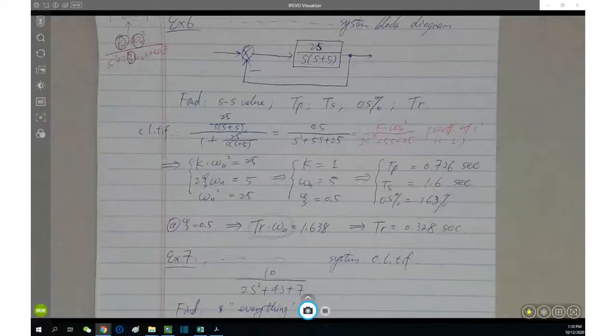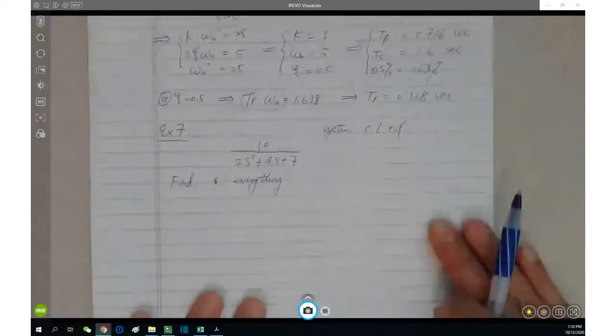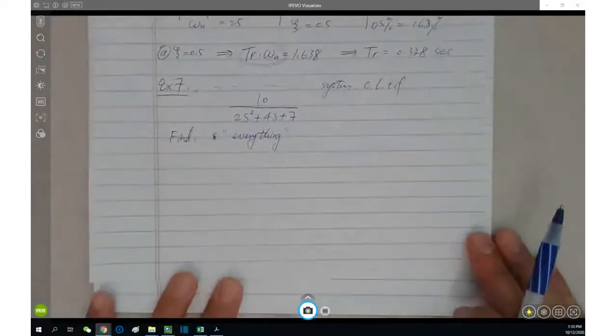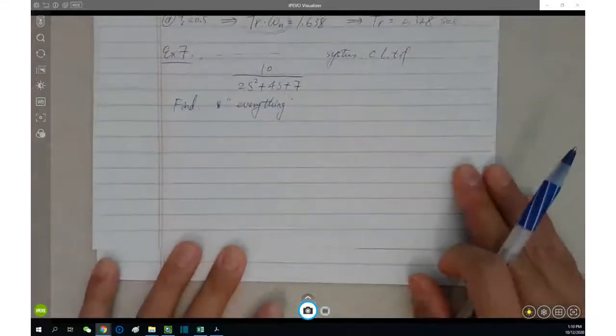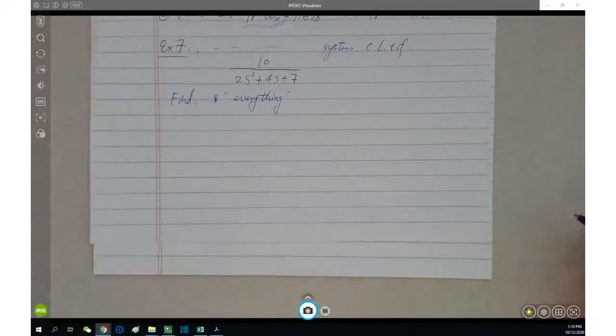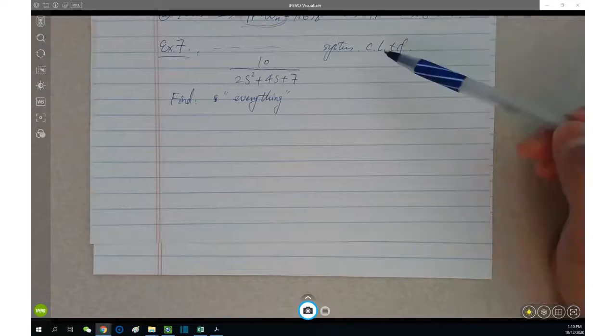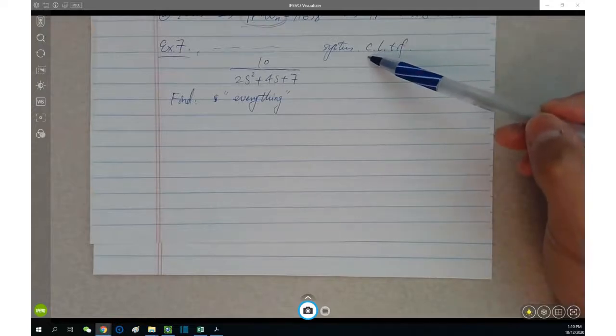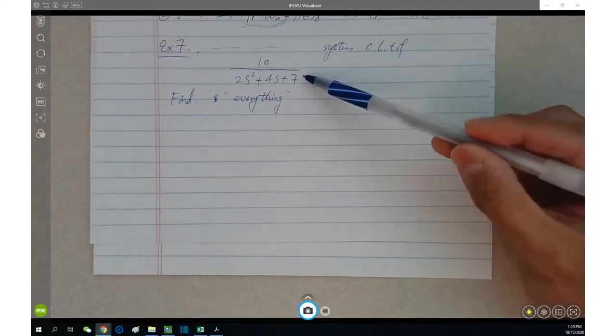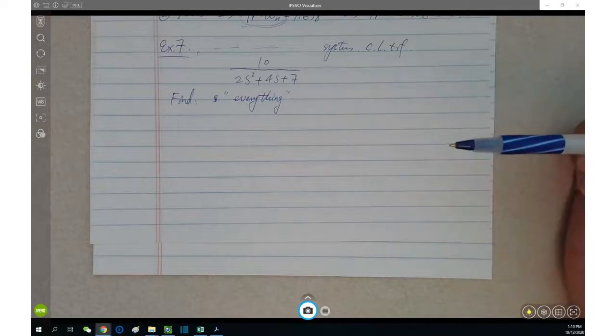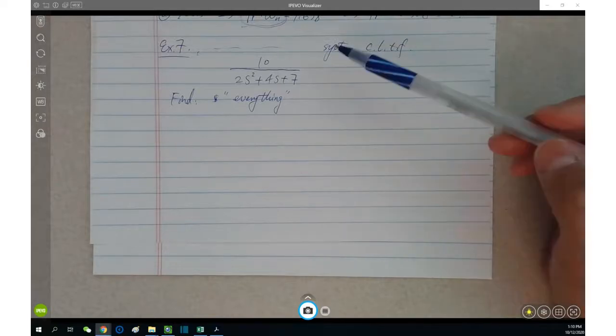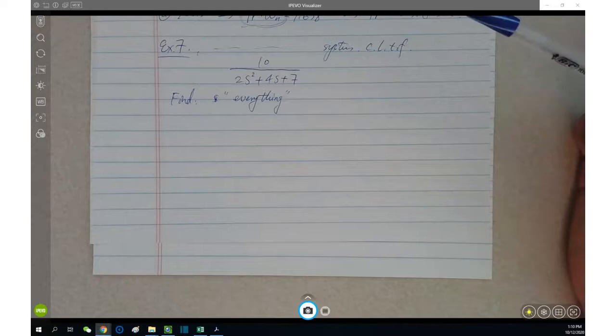Okay, this is example 6. The next is example 7. Nicely, seeing the given transfer function, this is directly the closed loop transfer function, right? And then find everything.